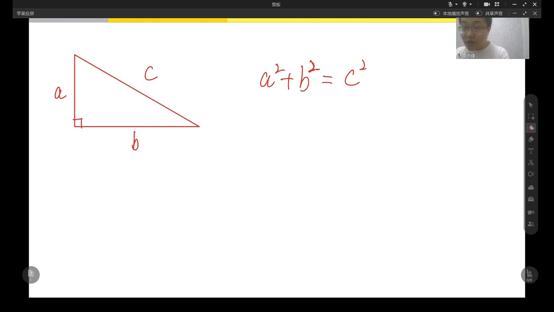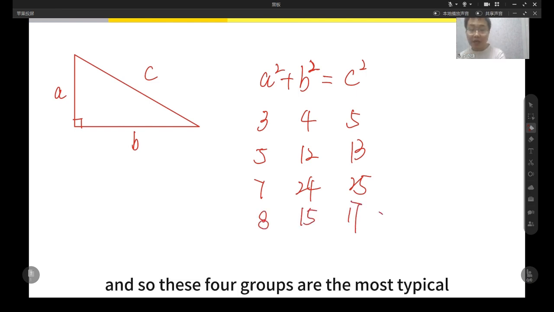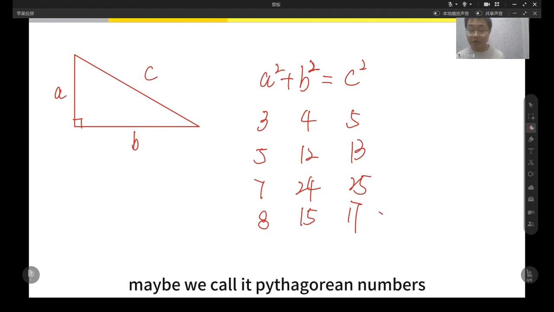So there are some typical numbers that can form a Pythagorean equation, which are 3, 4, and 5; 5, 12, and 13; maybe 7, 24, and 25; 8, 15, and 17. These four groups are the most typical, maybe we call them Pythagorean numbers.